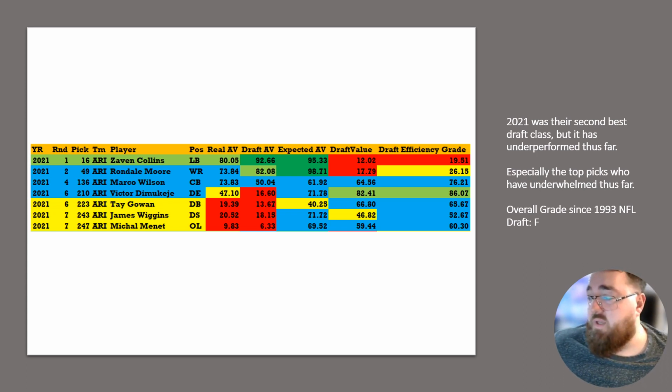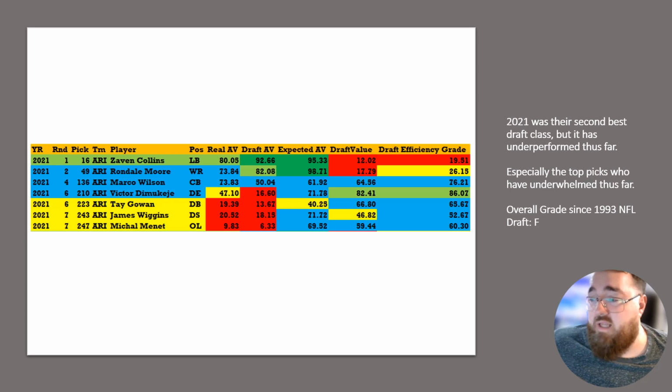And then Marco Wilson, kind of same difference. He did a little bit better than what his expected AV should have been, but just not getting it done. This draft class had non-existent things in the sixth, seventh round. Again, it's expected, but they didn't really do much in those particular draft areas. And then Collins, Moore, and Wilson have all been disappointing, especially Moore and Collins.